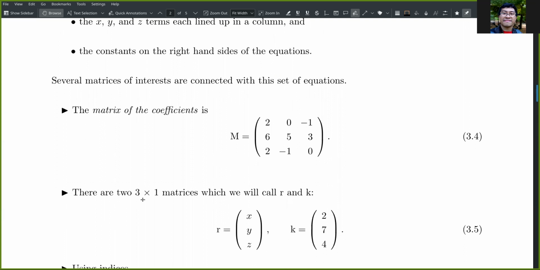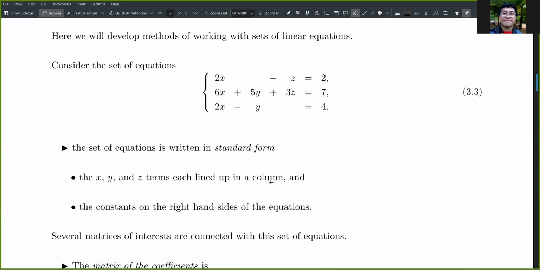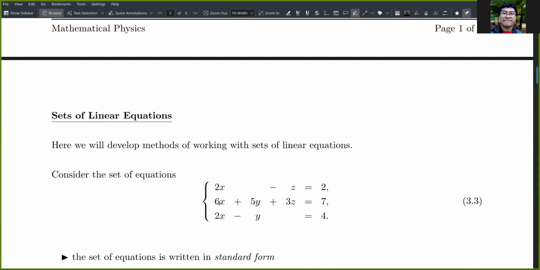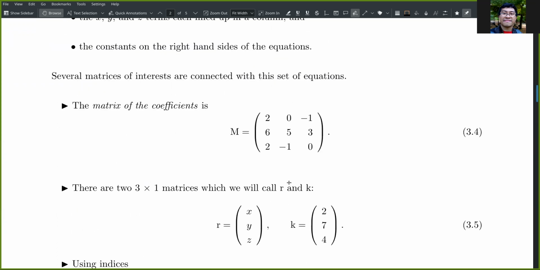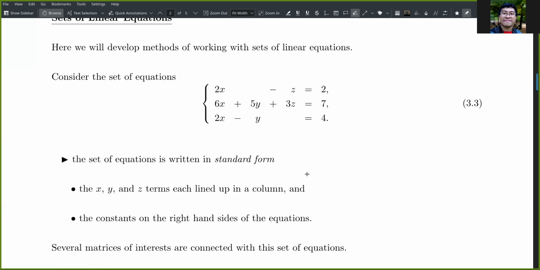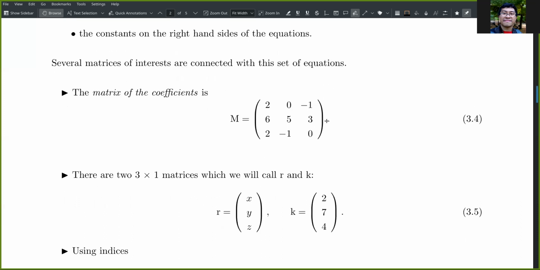We also have two 3 by 1 matrices. Let's call one R. You have X, Y, Z. Here you have X that corresponds to this X, Y, Z here. And K, 2, 7, 4 are the constants on the right hand side.